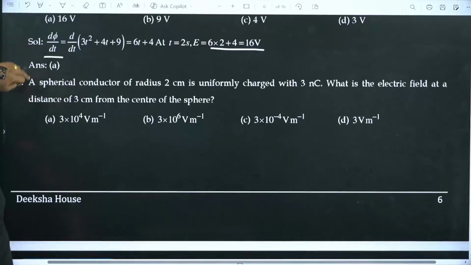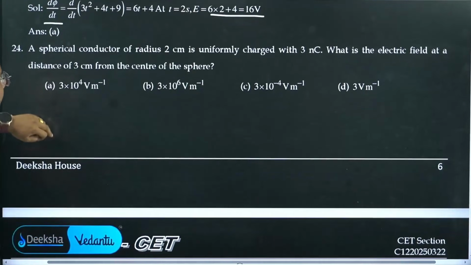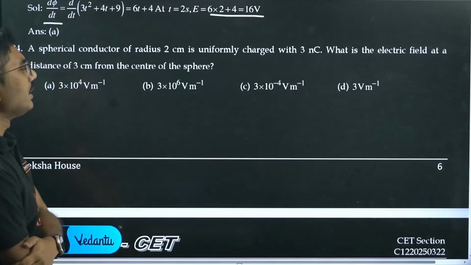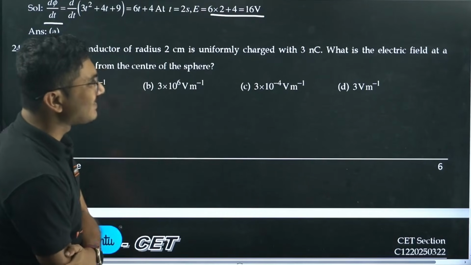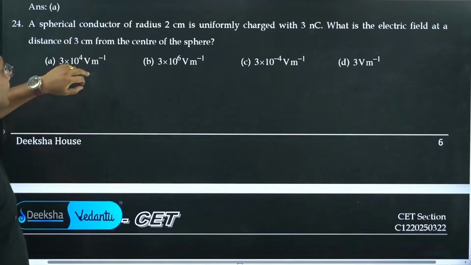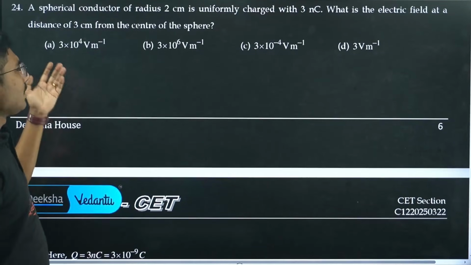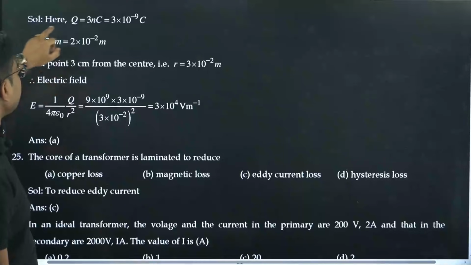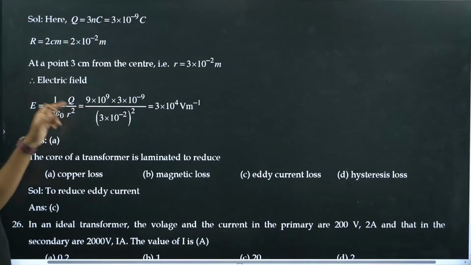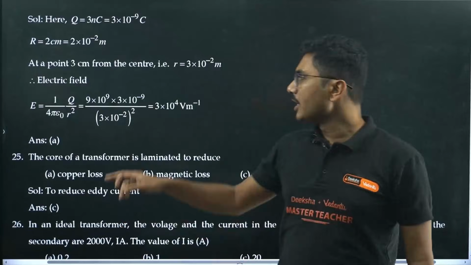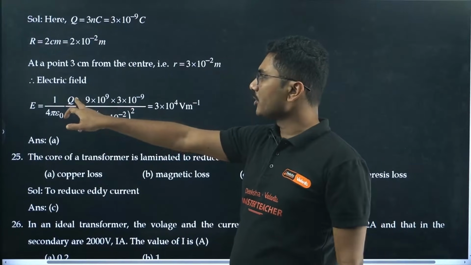Now next, a spherical conductor of radius 2 centimeter is uniformly charged with 3 nanocoulomb. What is the electric field at a distance of 3 centimeter from the center of the sphere? Okay, so how to calculate that? Charge is given, radius is given, at a point 3 centimeter from the center. It will be simply like a point charge. You can easily calculate 1 by 4 pi epsilon naught q by r square.